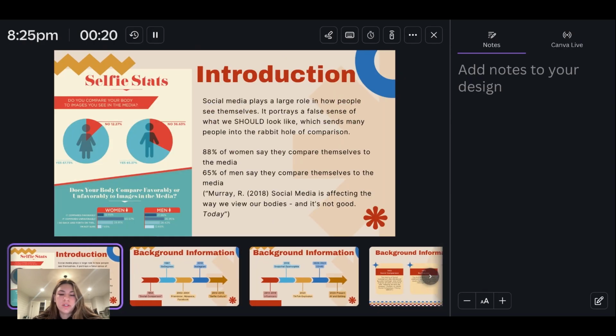Starting off with the introduction, social media plays a large role in how people see themselves. It portrays a false sense of what we should look like, which sends many people into the rabbit hole of comparison. Both men and women struggle with this, but it is a bit disproportionate. However, both statistics of men and women are over 50%. 88% of women say they compare themselves to the media, and 65% of men say they compare themselves to the media. The question is why?